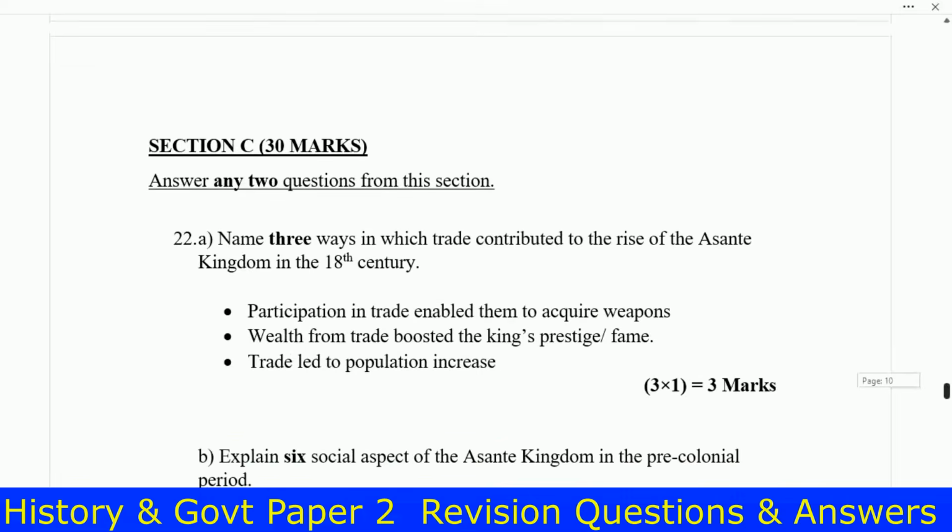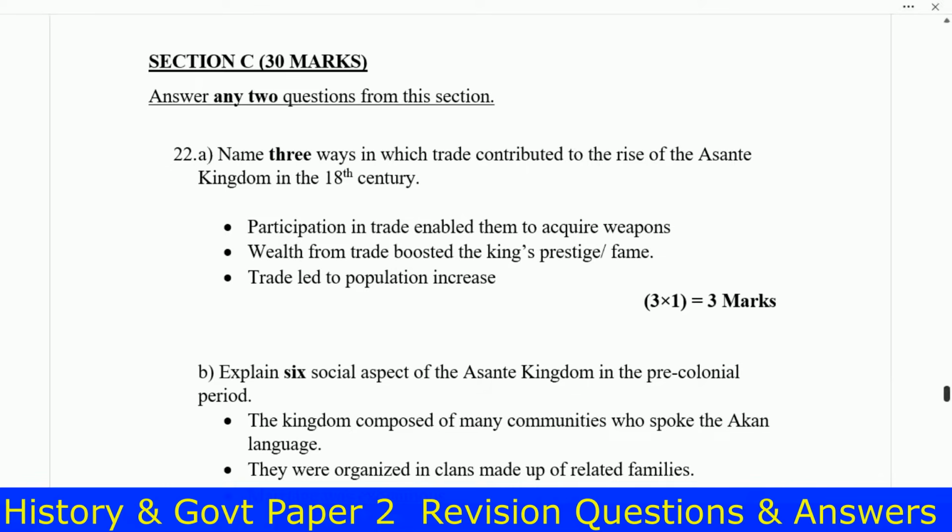Go to section C. This one has 30 marks and you're told, number 22A. Name 3 ways in which trade contributed to the rise of the Asante Kingdom in the 18th century. Participation in the trade enabled them to acquire weapons. Number 2, wealth from trade boosted the king's prestige or fame. Next, trade led to population increase.